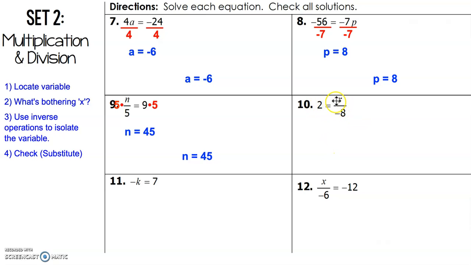Next I have 2 is equal to r divided by negative 8. R is being divided by negative 8. That's what's bothering my variable. How do you get rid of division? You multiply by it. So I multiply both sides by negative 8. And I get r is equal to negative 16.